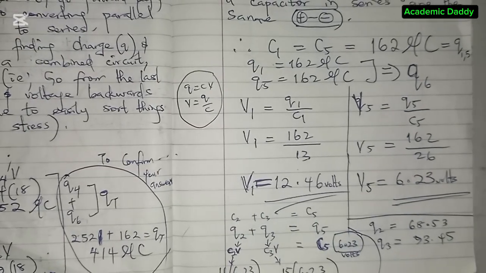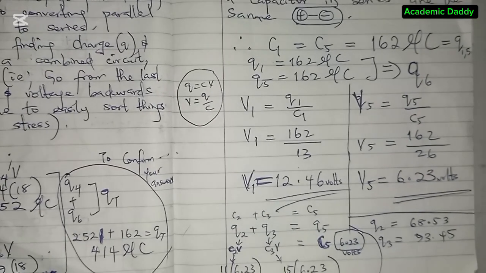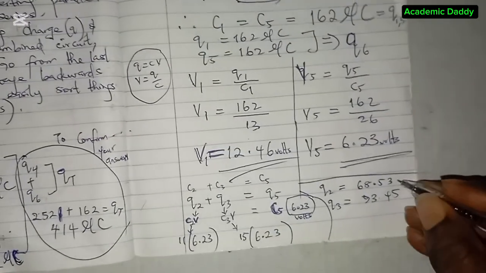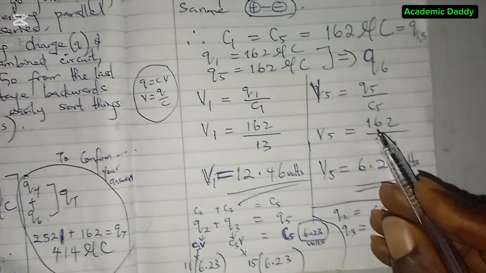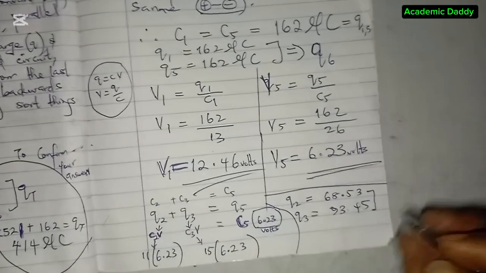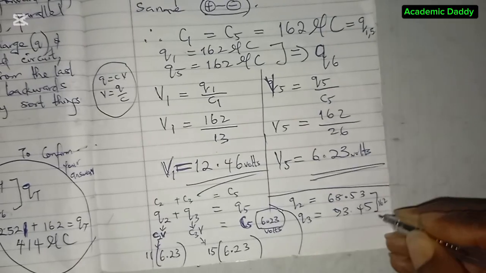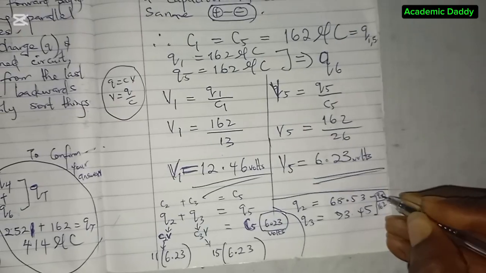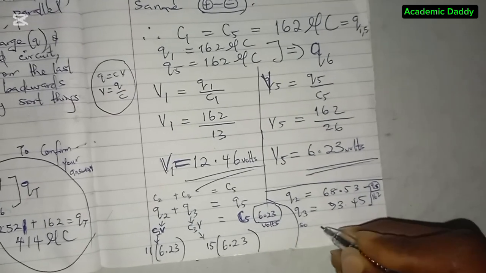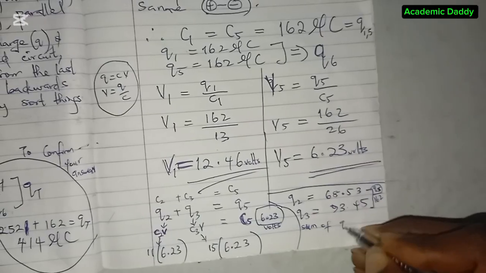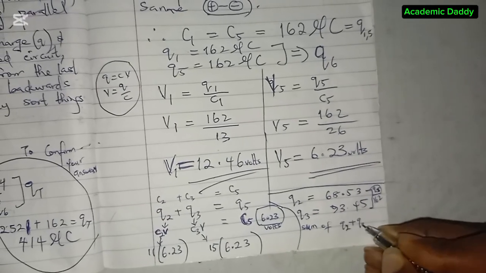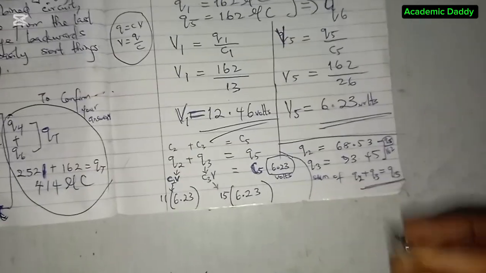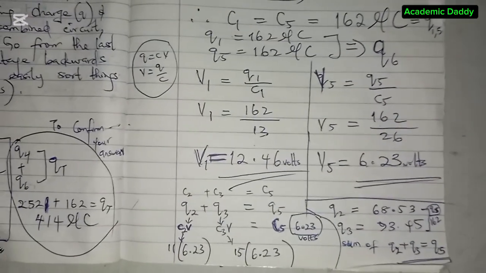68.53 plus 93.45. So you see that if you add these two charges up, it will give you the same thing that you have here for Q5, which is 162. So 162 is the Q total, and that Q total is this Q5. So you see that the sum of Q2 plus Q3 equals Q5, and that is how you go about it. So we've been able to find all the charges and voltages.